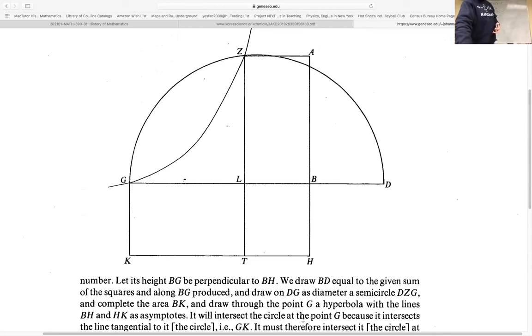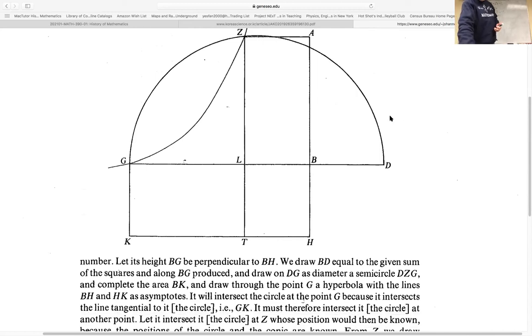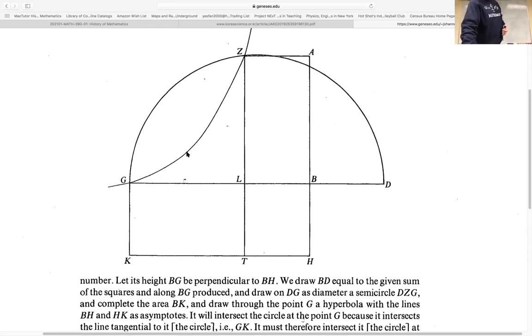And complete the area BK. That is, make this into a rectangle. He's labeling rectangles by their corners. Okay. And draw through the point G a hyperbola with the lines BH and HK as asymptotes. All right, that's interesting. So you see it there. This is the little bit of the hyperbola. And so we're going to draw a hyperbola with that condition.